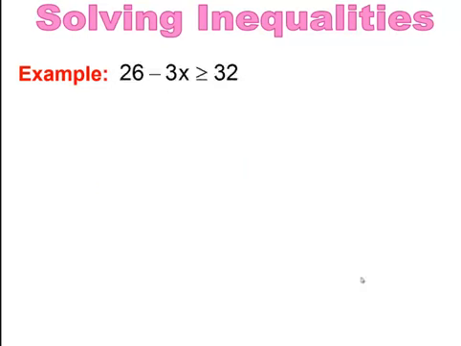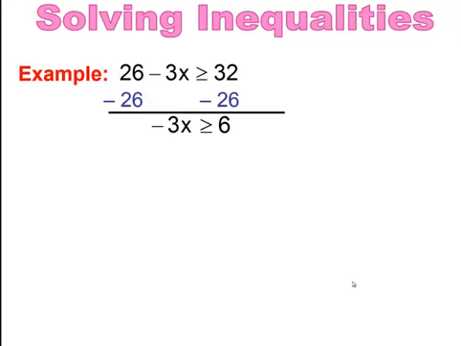So now notice this one. I want to solve for the variable, and it's a two-step inequality. The first thing I'm going to do is remove that +26. The inverse operation of +26 would be -26. I subtract it from both sides, and I'm left with -3x is greater than or equal to 6.